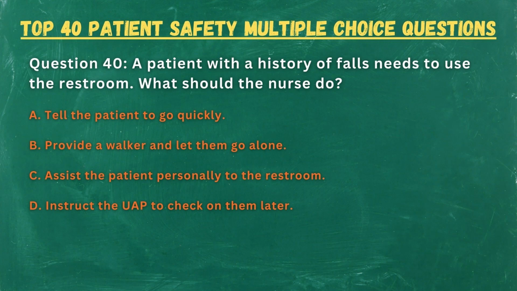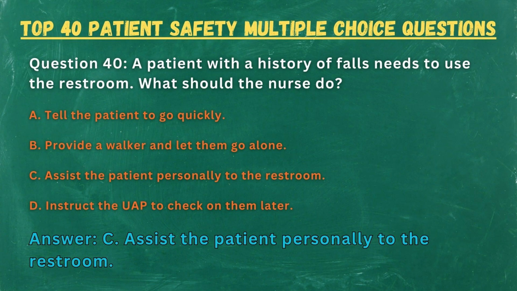Question 40. A patient with a history of falls needs to use the restroom. What should the nurse do? A. Tell the patient to go quickly. B. Provide a walker and let them go alone. C. Assist the patient personally to the restroom. D. Instruct the UAP to check on them later. Answer: C. Assist the patient personally to the restroom.